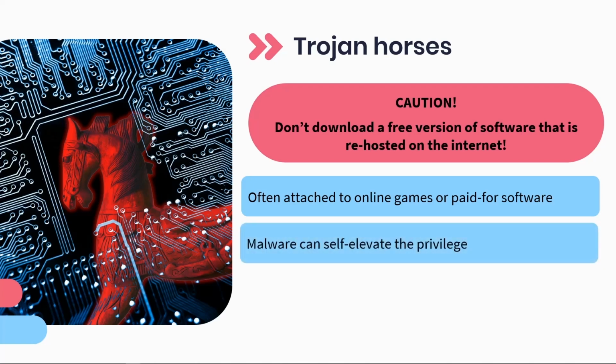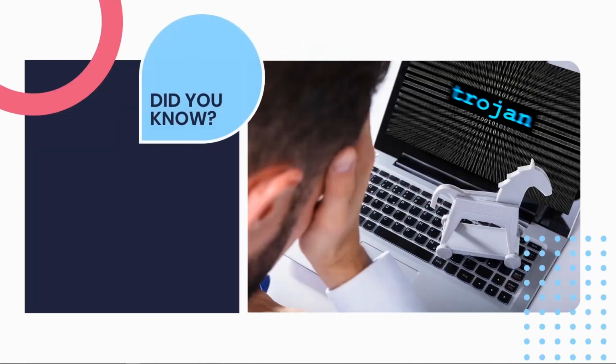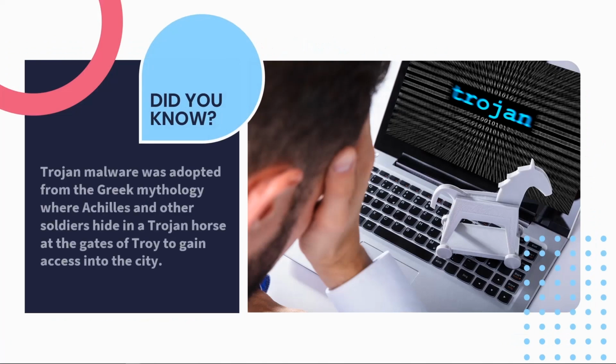Once the malware is loaded on the victim's computer, it can self-elevate the privilege on the victim's computer to run efficiently. In some cases, the malware can be controlled remotely while the user is connected to the internet, creating a backdoor for the attacker. Did you know? Trojan malware was adopted from the Greek mythology where Achilles and other soldiers hide in a Trojan horse at the gates of Troy to gain access into the city.